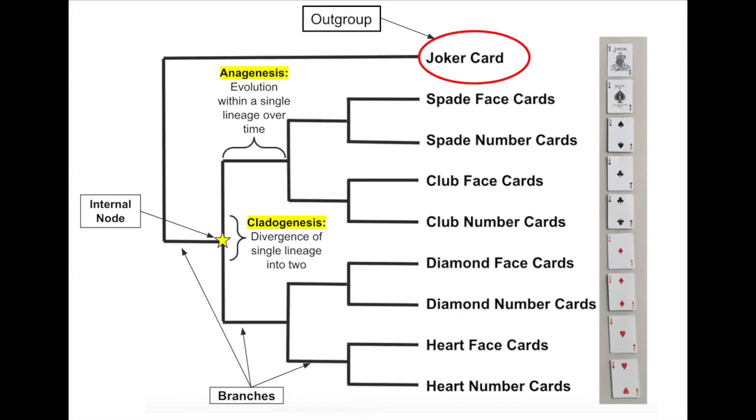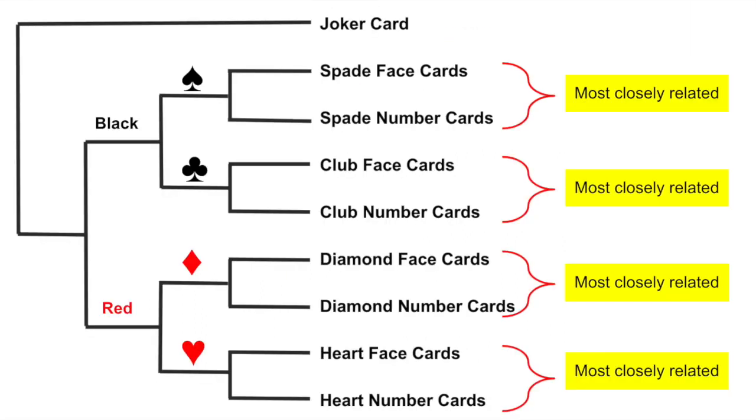The internal nodes are the points where speciation occurs and two new species emerge. The node itself represents the most recent common ancestor that existed before the divergence of species. This divergence of one branch or lineage into two is called cladogenesis. Looking at this tree, we can see that the most closely related species are the number and face cards of the same suit.